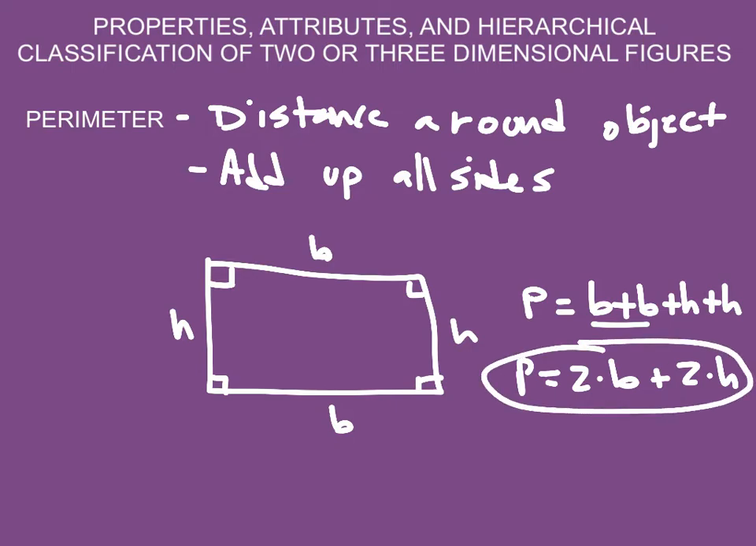Now, sometimes you'll often see things with length and width, and it would be the same thing. The perimeter is equal to 2 times your length plus 2 times your width. And we could write it like that.